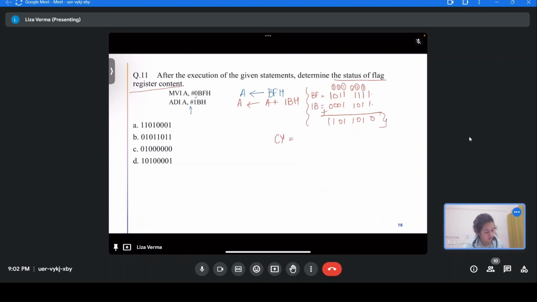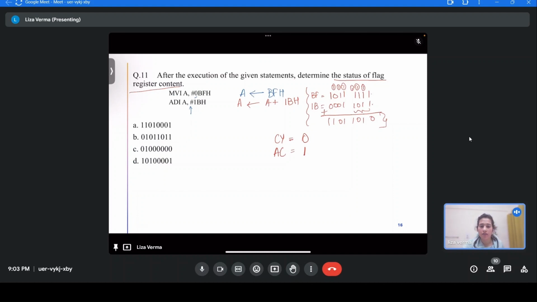No. So the carry flag will be 0. Now, is there an auxiliary carry here? Yes. Auxiliary carry is when you get a carry from the lower nibble to the upper nibble. So there is an auxiliary carry, and auxiliary carry is 1.